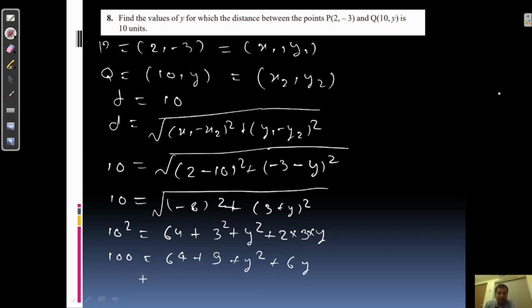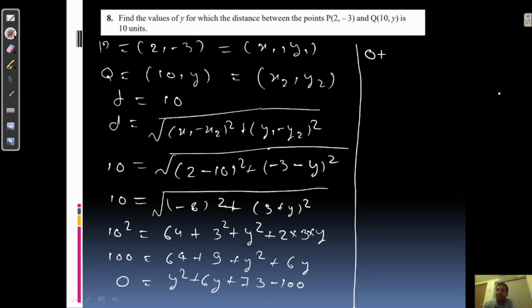Let us transpose them. I am keeping 0 here. Y square is here, 6y is here. What is 64 plus 9? It will be 73. And 100 will come here in minus. Okay, so let us write it here. 0 is equal to y square plus 6y. Just solve 73 minus 100. Just tell me what is the answer. Fast. Okay, it is -27.